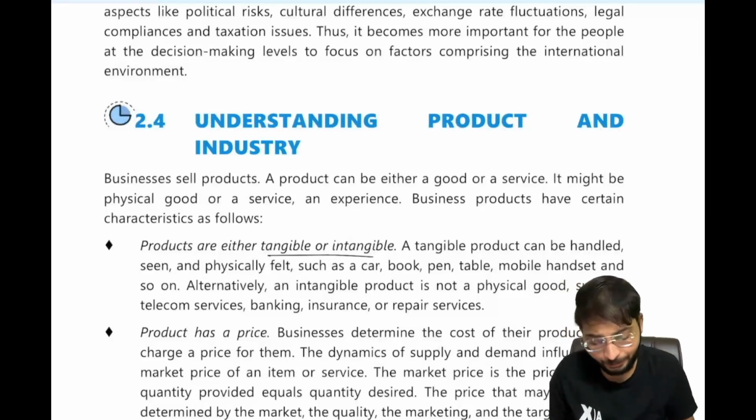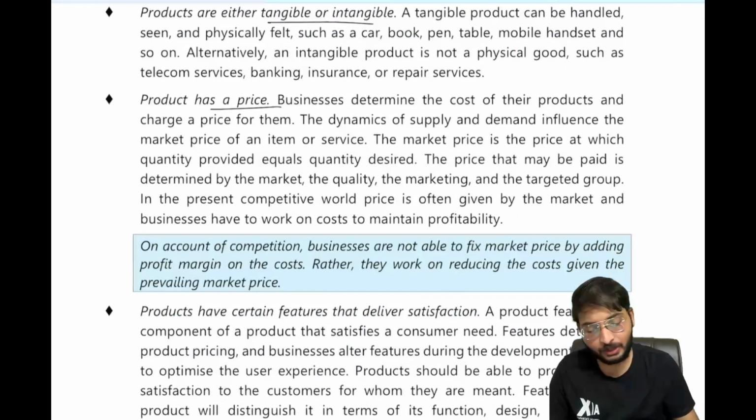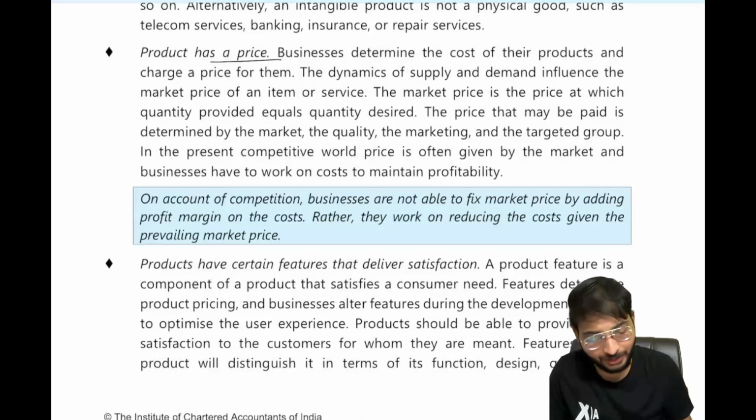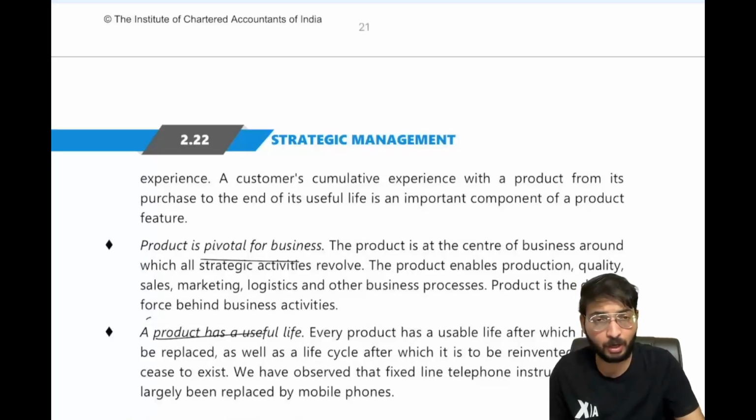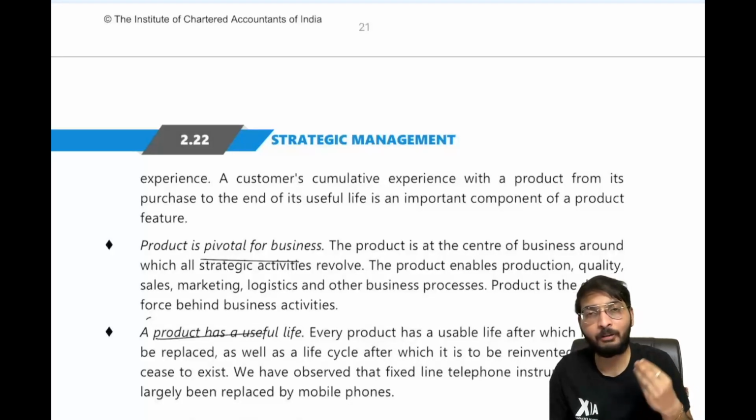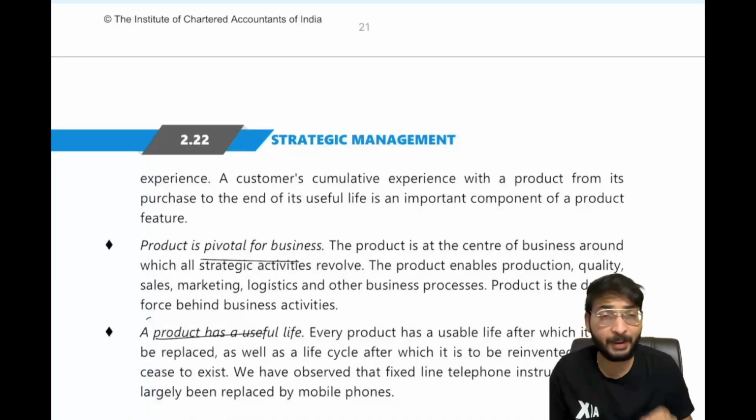Every product has something called price. Next, products have certain features that deliver satisfaction. Why do you purchase any product? It will give you instant satisfaction. Next one is the product is pivotal, which is important for business. Last one, product has a useful life. Always and always remember, every product has its deadline. Just like how we humans have a youth phase, old phase, like that, every product also has a useful life.